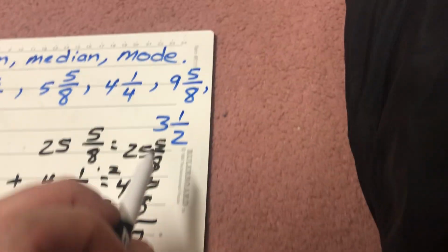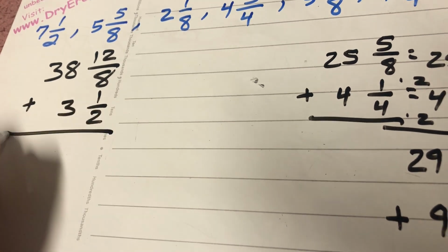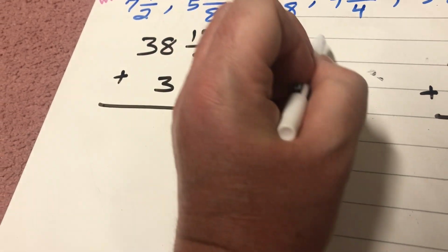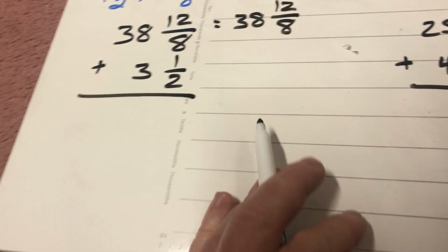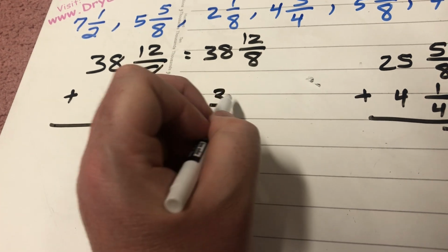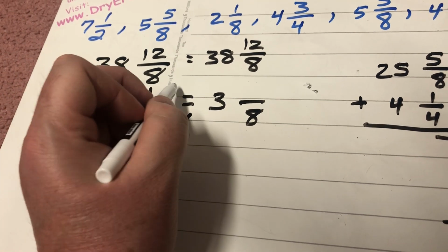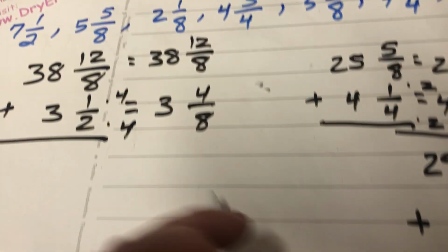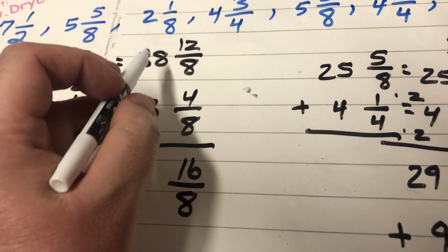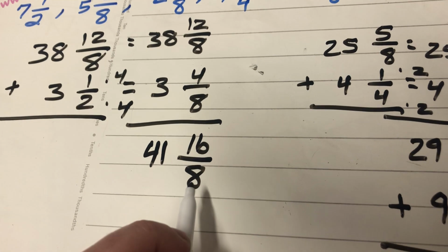and that's what I get. I'm going to add this last one, this 3 and 1/2. Well, this is still going to be 38 and 12 over 8, and this is going to become 3 and something over 8. 2 times 4 is 8. 1 times 4 is 4. So it looks like 12 plus 4 is 16 over 8. 38 plus 3 is 41. I get 41 and 16 over 8.